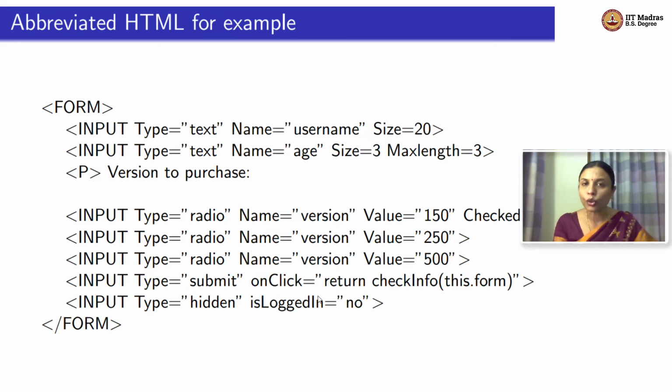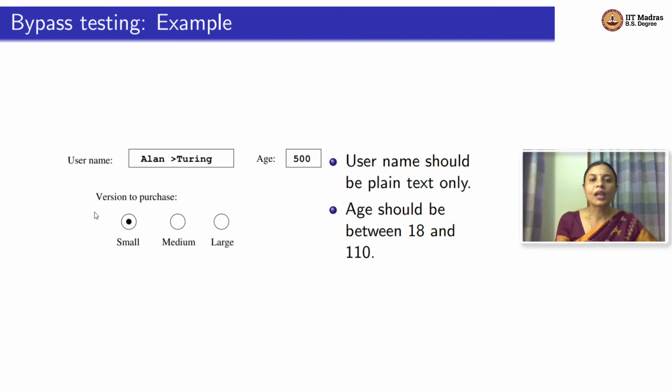So what am I going to do? I'm going to use the same web page and fill in some nonsensical input. I'll write a username with a special character, greater than. For age, I will purposely give a large number, 500, which is impossible. So what have I violated? There will be implicit constraints in the method checkinfo, which checks if a username is plain text, that is, contains only alphabets. I have purposely given a special character to see how the server will respond.